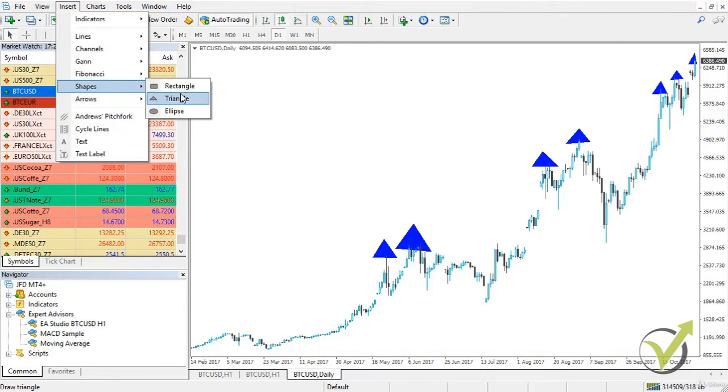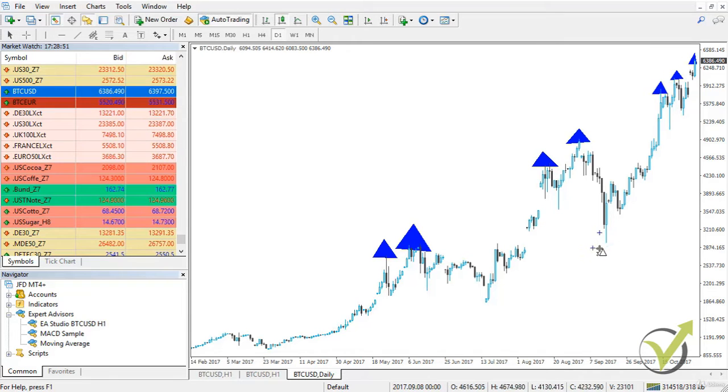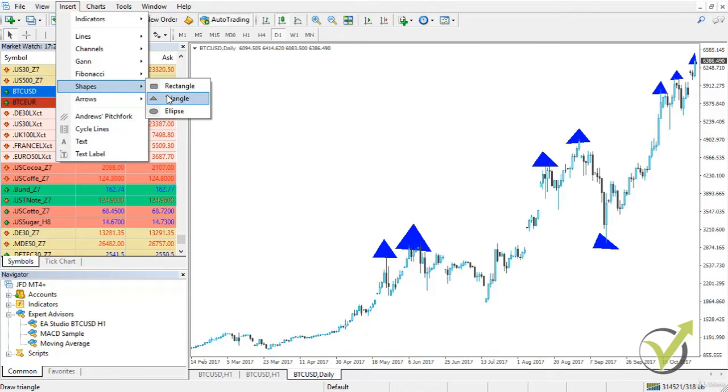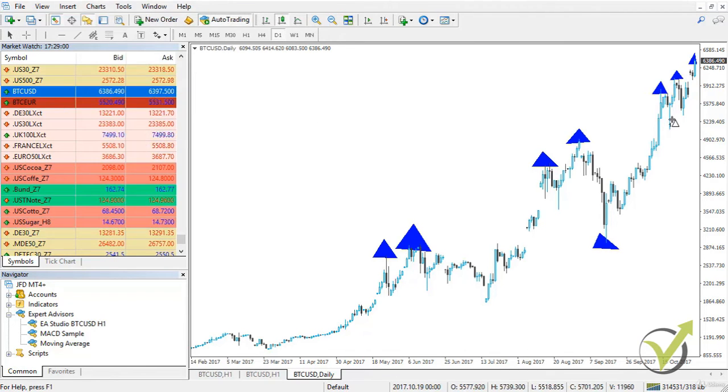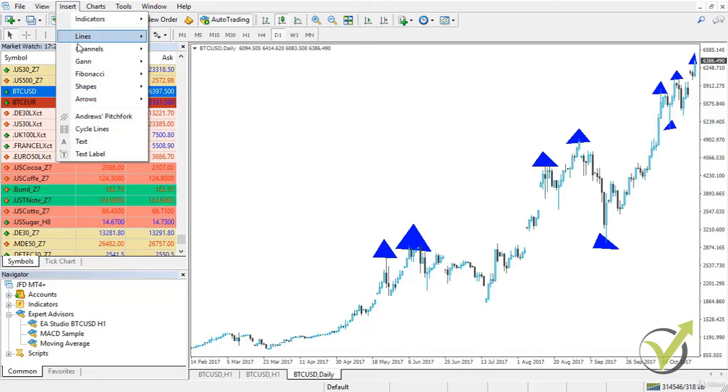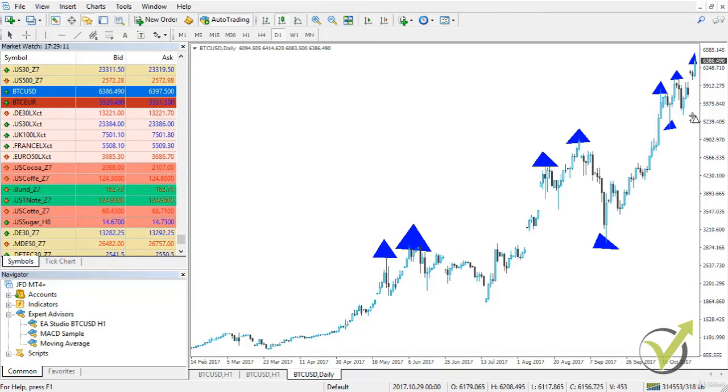Let me put another triangle here. I'm not going to show all of those, but you can easily see we have one here. Don't pay attention, guys, to the shape of the triangle. I'm just putting it randomly, it doesn't really matter. I just want to focus your attention on the higher highs and the higher lows. So one more time, I will pick the shape of a triangle and place it over here. So pretty much that's it, guys. You see a series of higher highs and then a series of higher lows. So this identifies that we are in an uptrend.